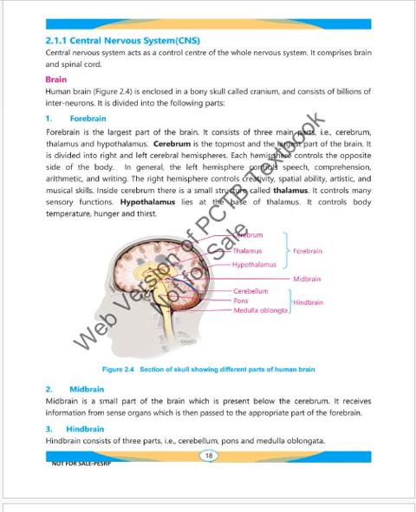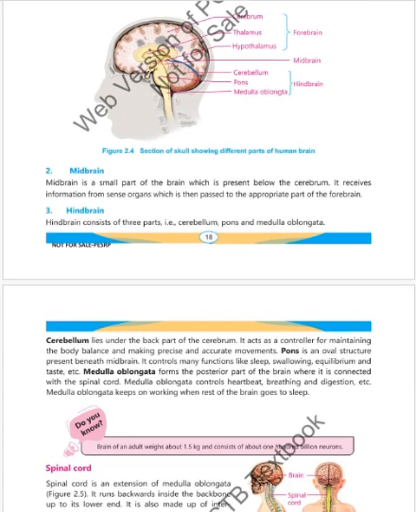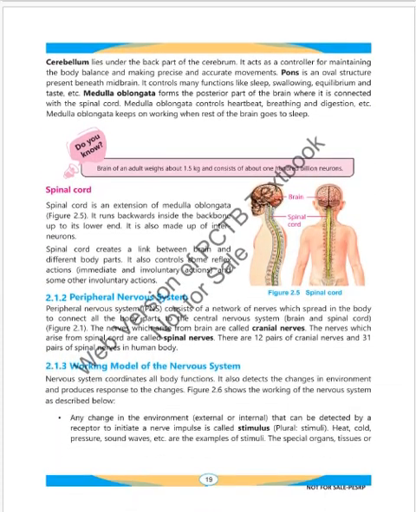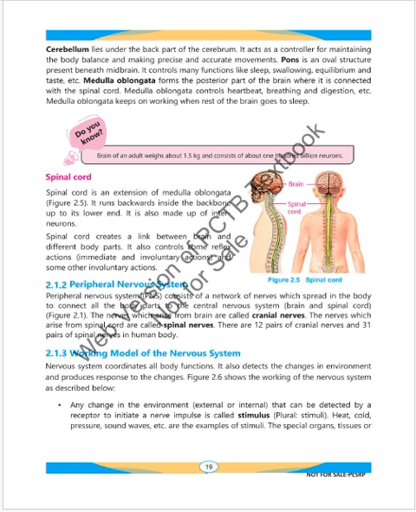Midbrain. Midbrain is a small part of the brain which is present below the cerebrum. It receives information from sensory organs, which is then passed to the appropriate part of the forebrain. Hindbrain. Hindbrain consists of three parts: cerebellum, pons, and medulla oblongata. Cerebellum lies under the back part of the cerebrum. It acts as a controller for maintaining body balance and making precise and accurate movement.